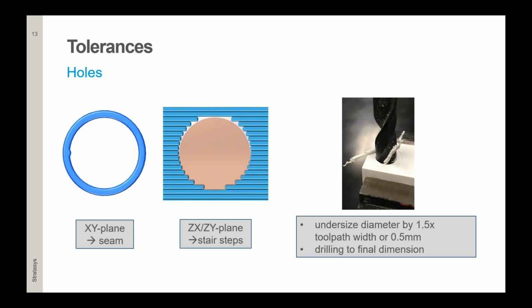And if you don't know on which slice height, which translates to toolpath width, it will be printed, you can take around 0.5 millimeters and undersize it by that. And in the end, it needs to be drilled to the final dimension.